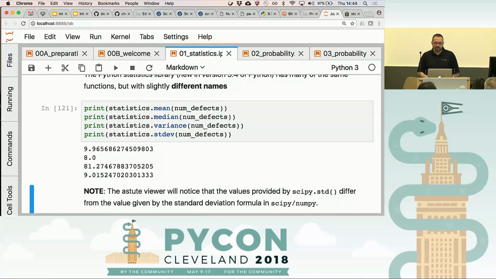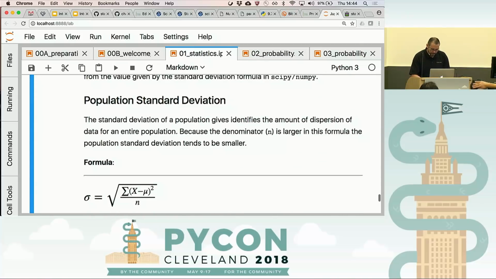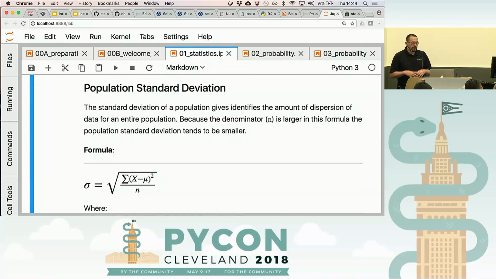Yes. He mentions there's a difference between population variance or population standard deviation and sample variance or sample standard deviation. All right, so now that our heads explode, let's go take a look at what that means. When you calculate what's called a population standard deviation, you are looking at the amount of dispersion for an entire population.